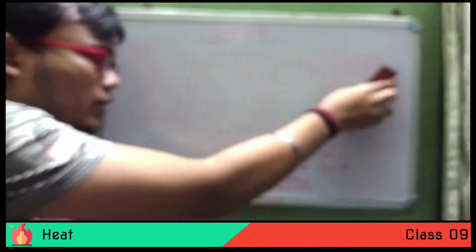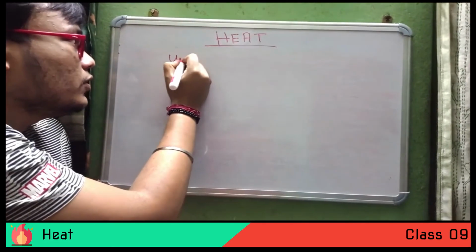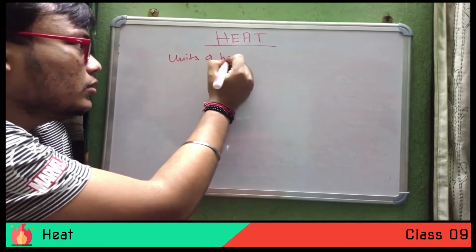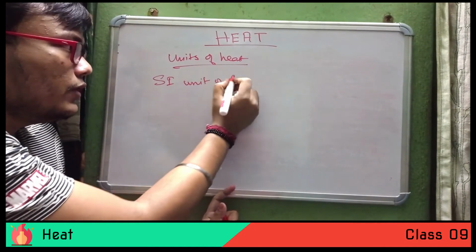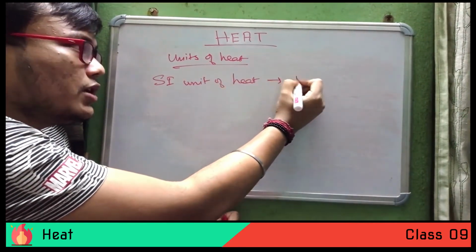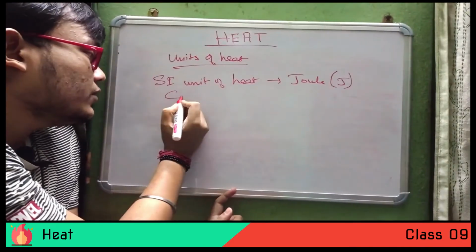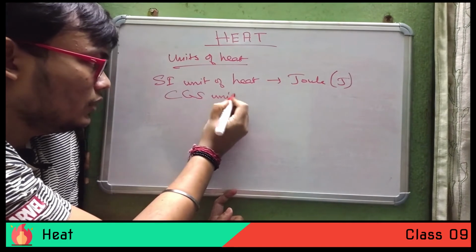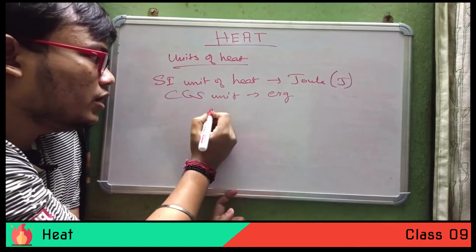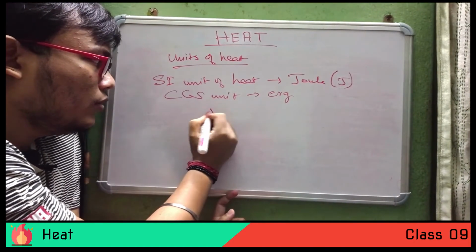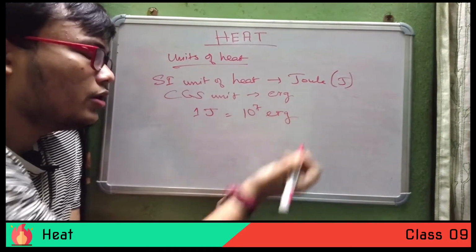So as I discussed, heat is a form of energy. The SI unit of heat is the joule, denoted as J. The CGS unit is the erg, and the relation between joule and erg is 1 joule equals 10 to the power 7 erg.